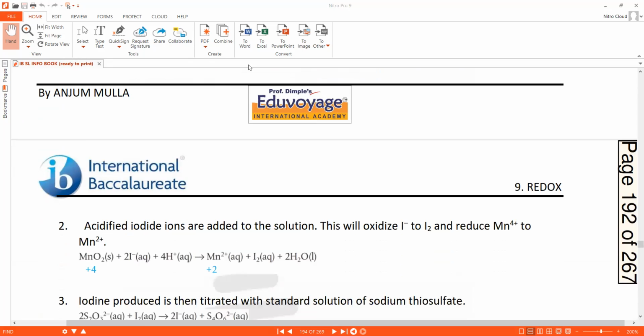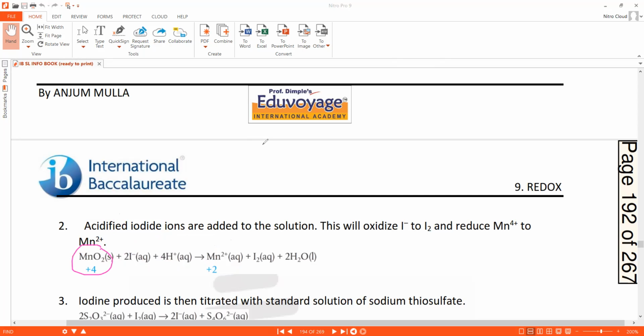In step 2, you add acidified iodide ions. So acidified, H+, and iodide ions, I minus. That will reduce the MnO2 back to Mn2+. So whatever oxygen is present in the water sample has converted Mn2+ to MnO2, and acidified iodide will convert MnO2 back to Mn2+. And here, iodide has become iodine. So in other words, the MnO2 has oxidized iodide.